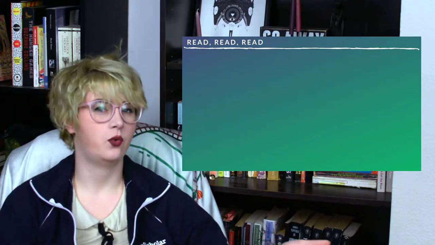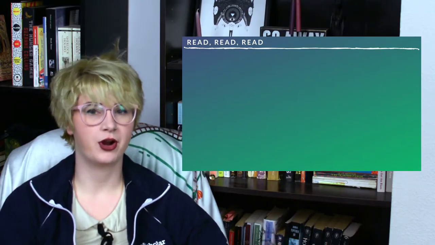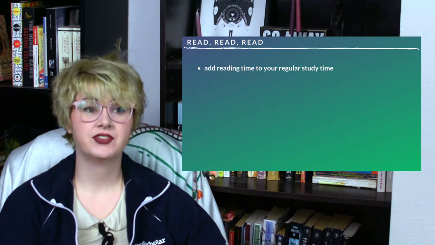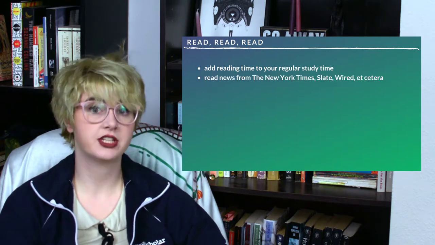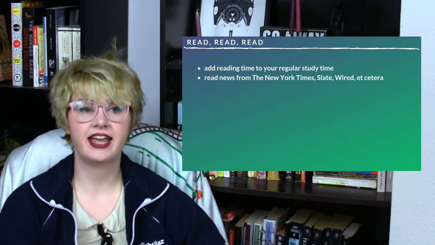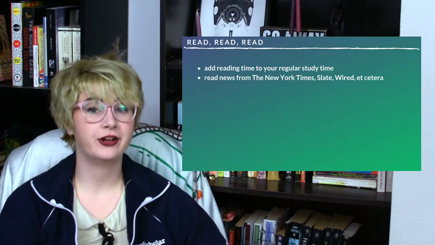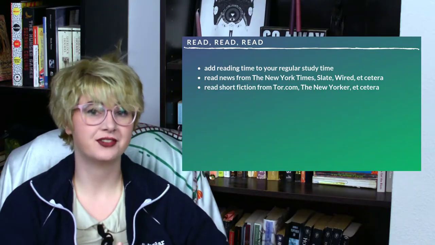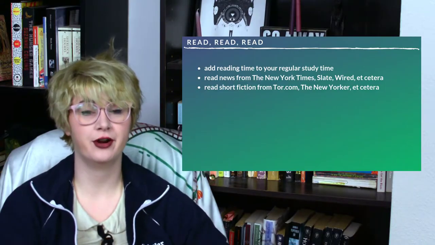The second major way to study for SAT vocab is through reading. And I know that reading sounds like kind of a weird way to study. It's not about memorization. It really is just about the act of reading. What I recommend is taking some time in your regular studying practice to add some reading of sites like the New York Times or Slate or Wired, or if you're into short fiction, you can browse sites like Tor.com, which has science fiction and fantasy stories as well as a lot of articles.